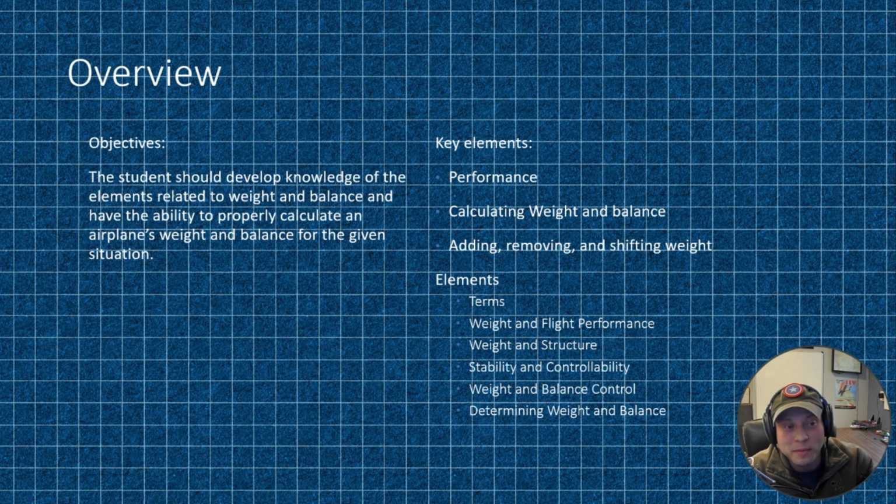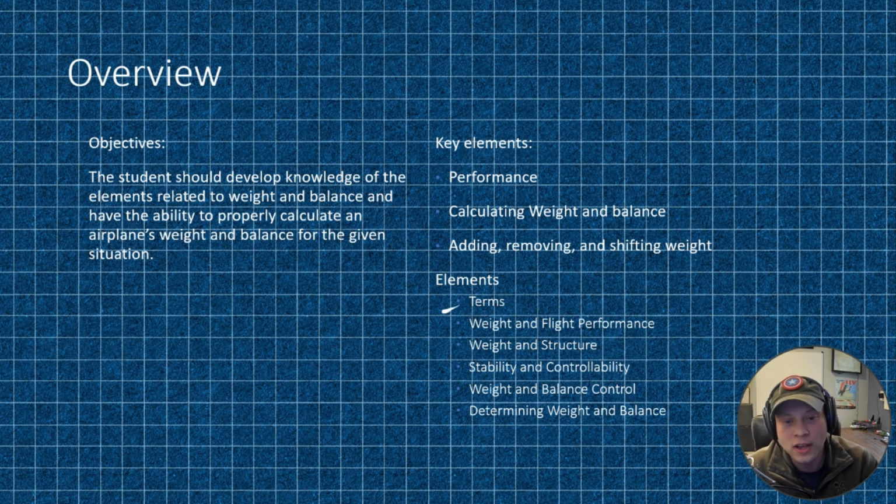Let's get straight into weight and balance. The objective of this discussion is this. The student should develop knowledge of the elements related to weight and balance and have the ability to properly calculate an airplane's weight and balance for the given situation. Now, the key elements we're going to cover here, if nothing else, these are the three I want you to take away. First of all, performance. How does weight and balance affect our performance? How to calculate weight and balance, and then what happens if you add, remove, or shift your weight.